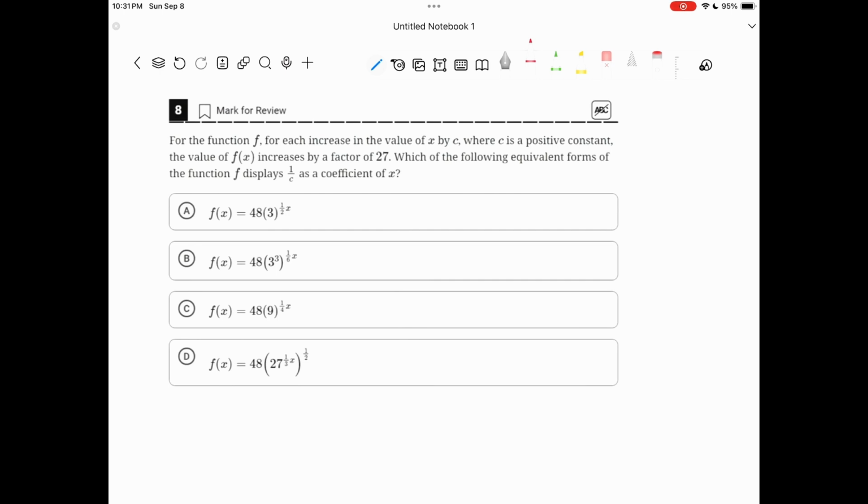Now, first of all, we need to realize that all of the answer choices are equivalent forms of the function f. They're all equivalent. In other words, if you were to simplify each and every option, you would end up with the same expression. Now we need to find an option that shows 1 over c as a coefficient of x.